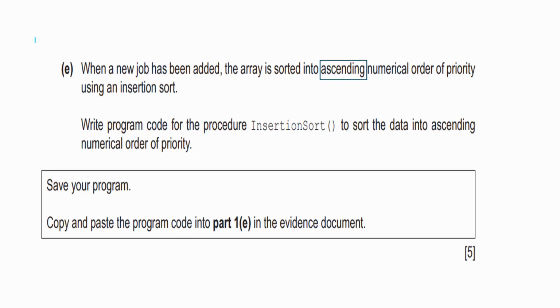We want to make some quick notes. We know it needs to be in ascending order, but we have two columns or two numbers to deal with, the job number and the job priority. So this is an ascending numerical order of priority. The next thing is, what type of sort are we using? We're using an insertion sort. Now, they could just as easily ask you to do it using a bubble sort. So you want to be familiar with both an insertion sort and a bubble sort.